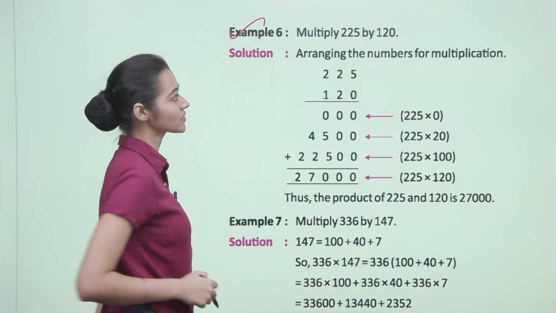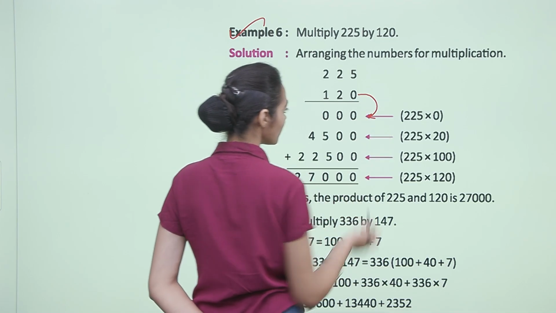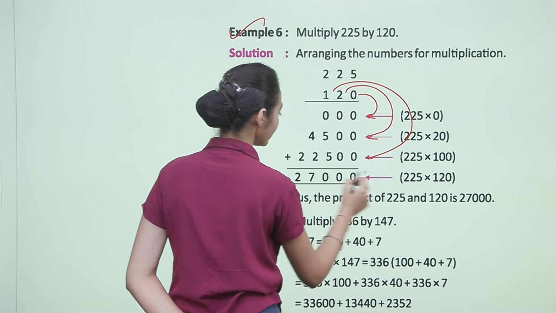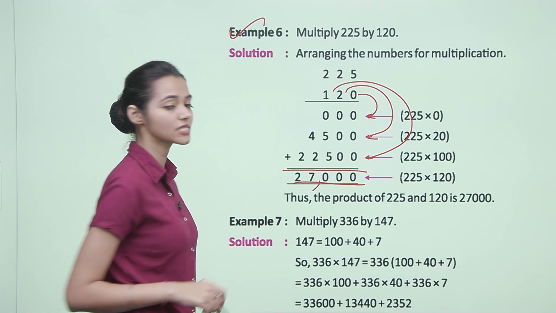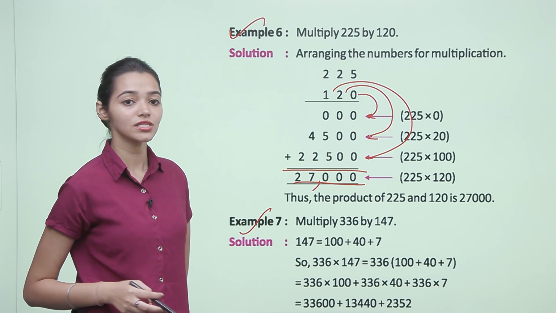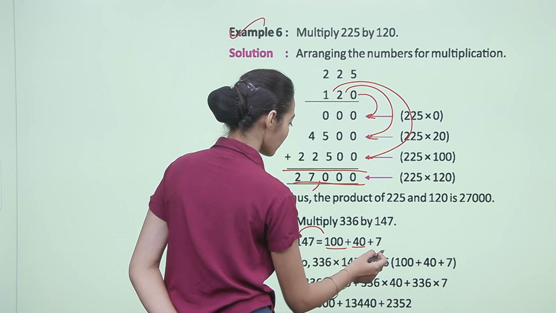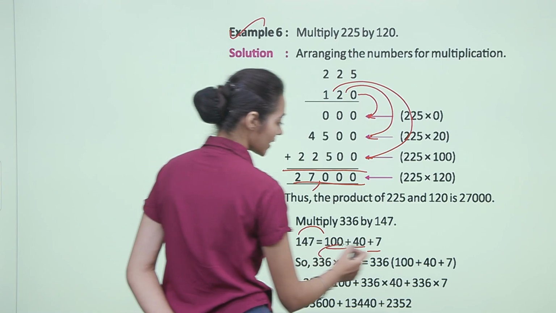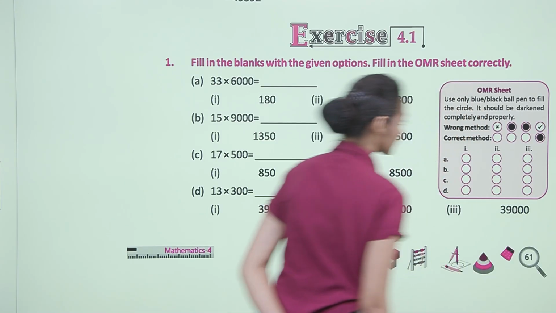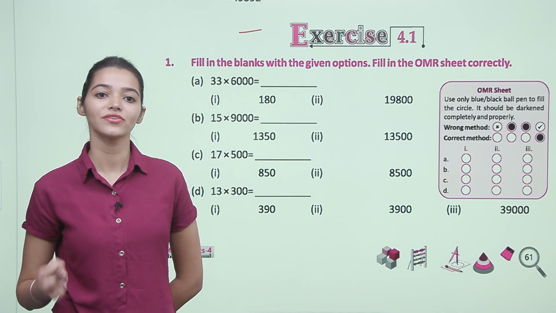Now in example number 6, we have to multiply these numbers. Firstly we arrange the numbers, then we multiply by 0 and the answer will remain 0. Then we multiply by 20 and then we multiply by 100. After summing, the answer we get is 27,000. Next is our example number 7. In this one, we have to multiply the numbers. Firstly, we can write 147 as 100 plus 40 plus 7. Then we multiply by 100, then 40 and then 7. After adding all the products, the answer we get is 49,392.